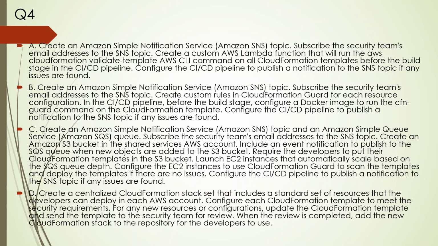Create an Amazon Simple Notification Service topic. Subscribe the security team's email address to the SNS topic. Create custom rules in CloudFormation Guard for each resource configuration. In the CI/CD pipeline, before the build stage, configure a Docker image to run cfn-guard on the CloudFormation template. Configure the CI/CD pipeline to publish a notification to the SNS topic if any issues are found.